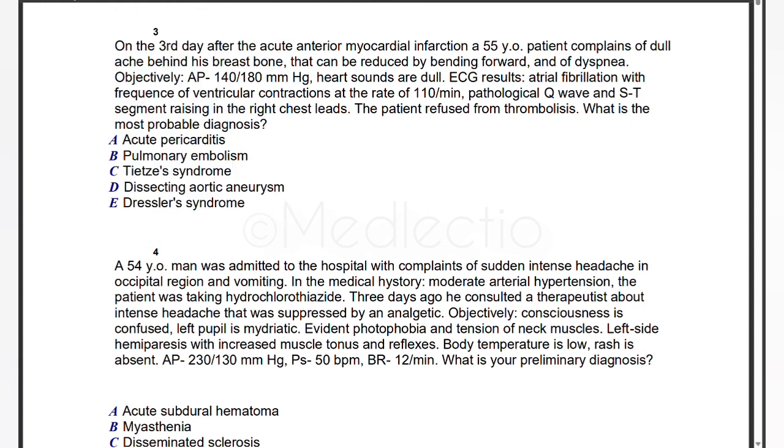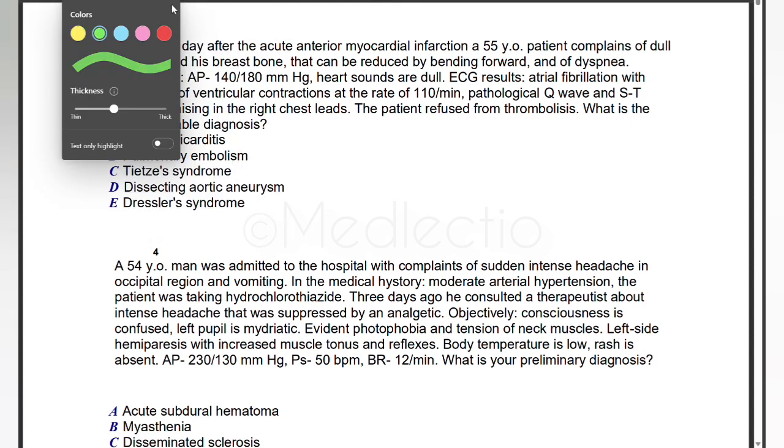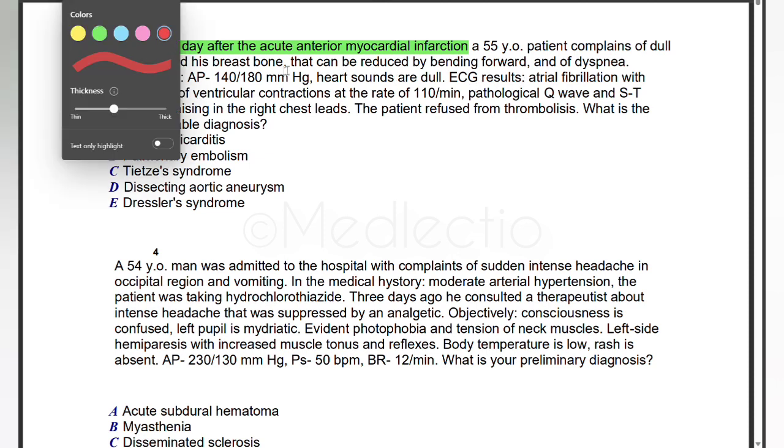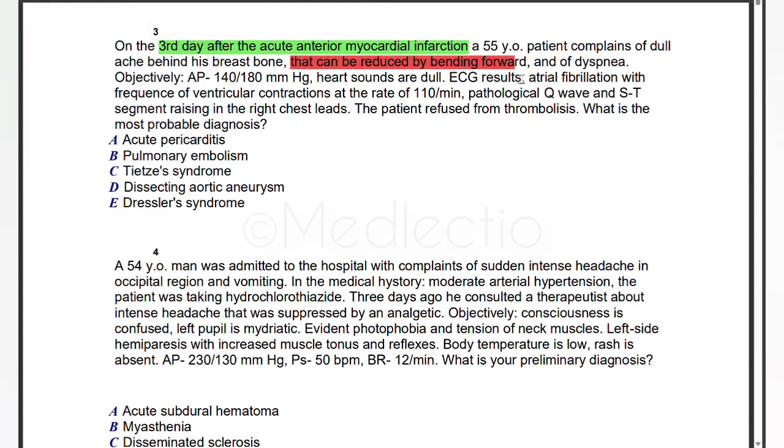So again, what will we do? We will note the keywords. First, it is 3 days after acute MI. Dull pain that can be reduced by bending forward.